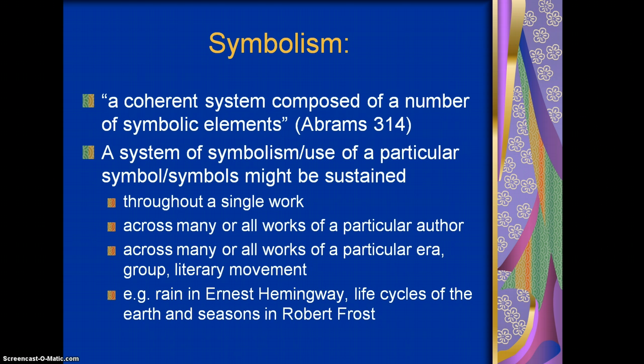Symbolism, then, is symbols used in a systematic way, perhaps in conjunction with each other, or several symbols of winter, several symbols of anger. A system of symbolism might be used across a work, across many works, or as a signature of an author's career. Ernest Hemingway, for example, is very famous for his use of rain to create different kinds of emotional atmospheres in his novels. Life cycles of the earth and seasons and farming information are very common and famous in the works of the American poet Robert Frost.